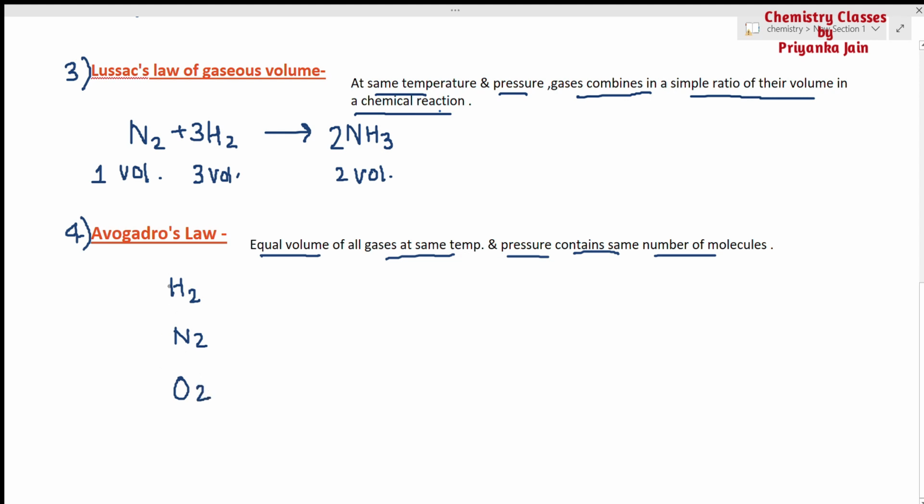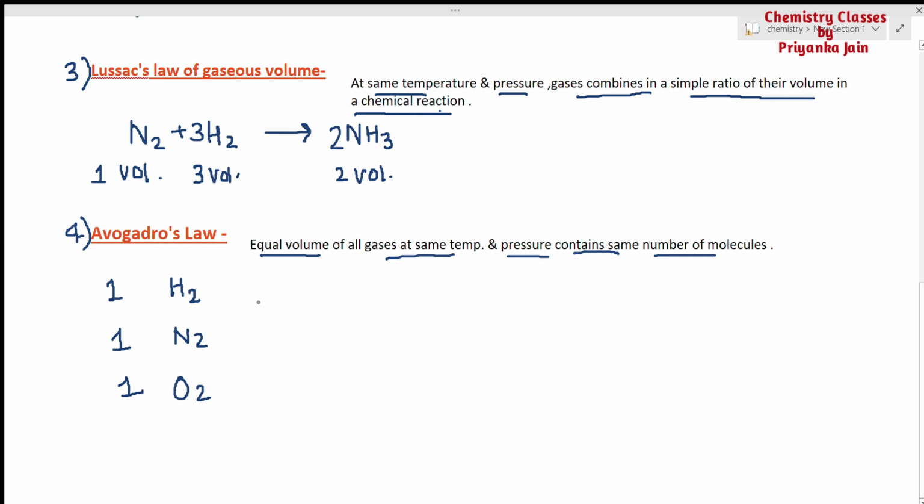at the same temperature and same pressure. We are taking the gases and all have the same volume. It means this is one volume, this is one volume, and this is one volume. So all will have the same number of molecules, right? This is Avogadro's law.